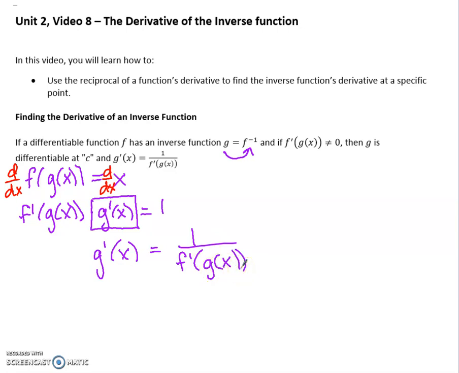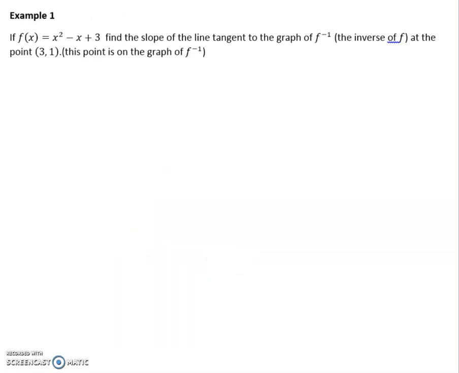That's a lot to take in, so let's look at a couple of examples. In this first example, they give you the original function, and they tell you that they want the slope of the line tangent to the graph of f inverse. Let's just call that g to make it a little easier on ourselves. So g is the inverse of f. They want the tangent line for g at the point (3, 1), and they said that this point is on the inverse.